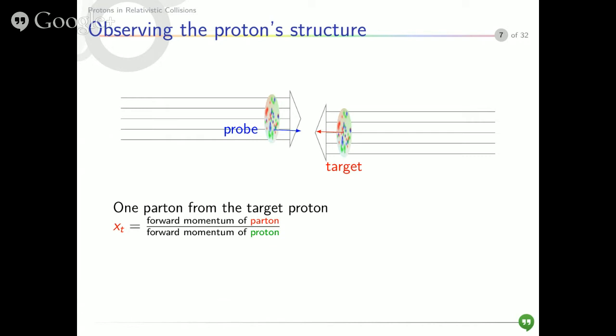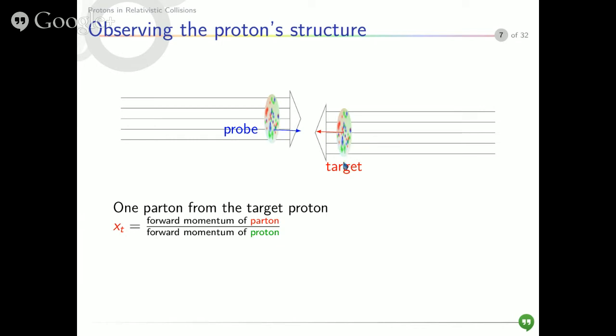Each of these partons carries some fraction of the proton's total momentum, and we use this variable x. So here I've written x_p to mean the fraction of the proton's momentum carried by the parton that comes out of it. And then x_t is the fraction of the target's forward momentum that the target parton carries.